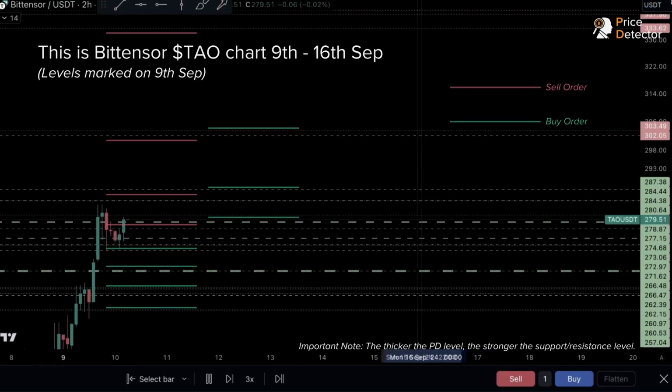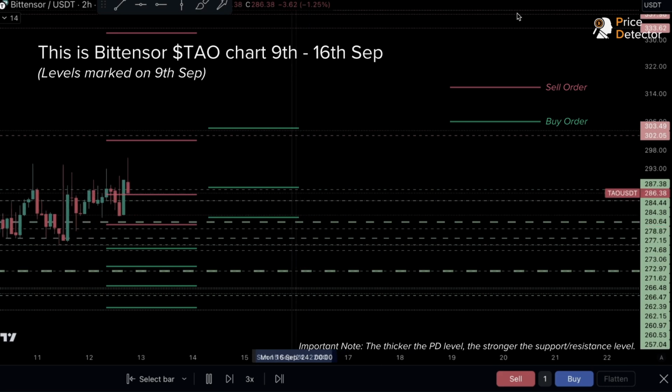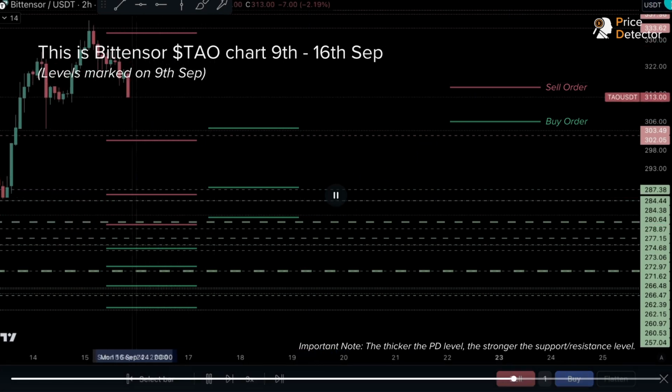But now let's prove this. This was Bittensor between the 9th and 16th of September. It was charted back on the 9th. And you can see here the lines of the different weights. The thicker the line, the stronger that resistance or support would be. And these red and green lines are just sample lines where you could come in as an investor or trader and add your buy and sell levels.